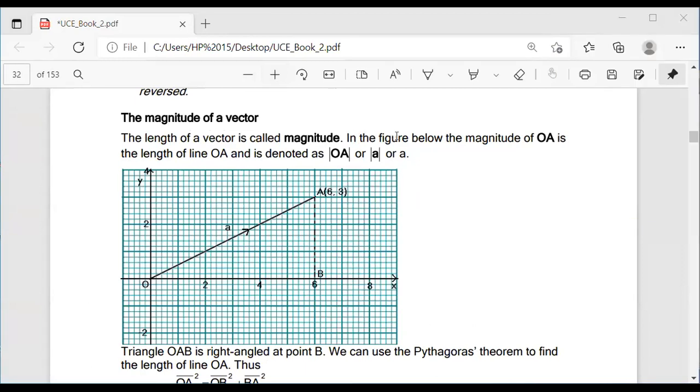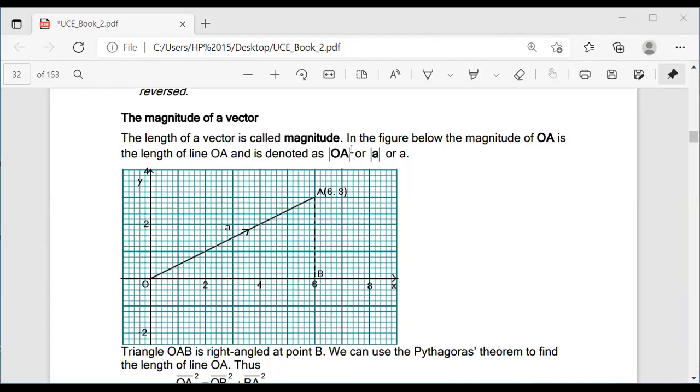In the figure below, magnitude of OA is the length of OA and is denoted by OA, but in between those 2 lines. We call those 2 lines modulus. It's a new term to you, eh? If it is modulus, it means that they're telling you to find the magnitude.